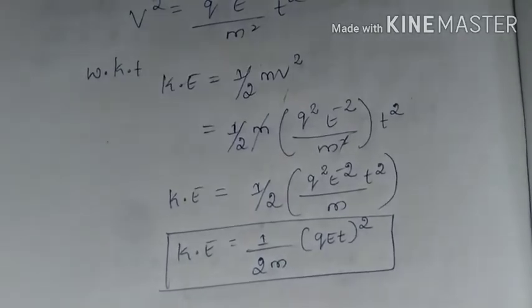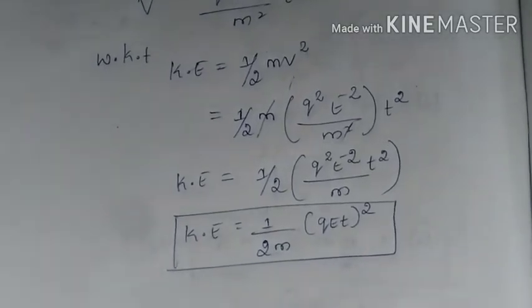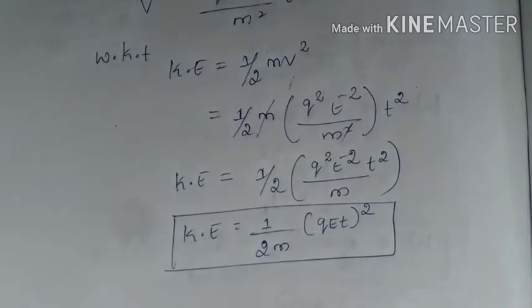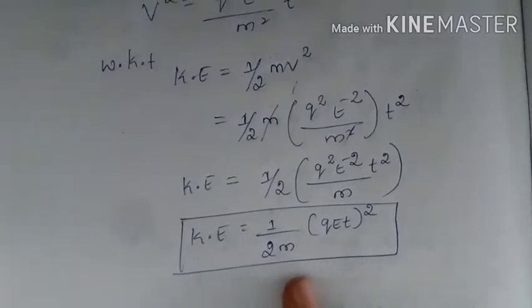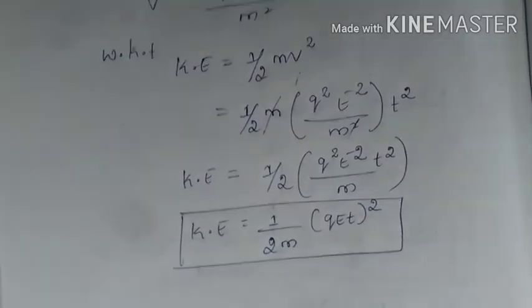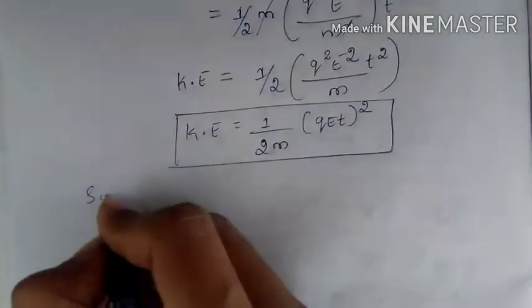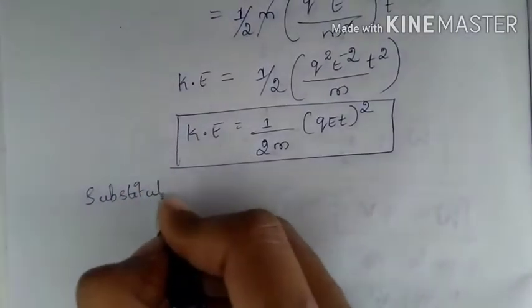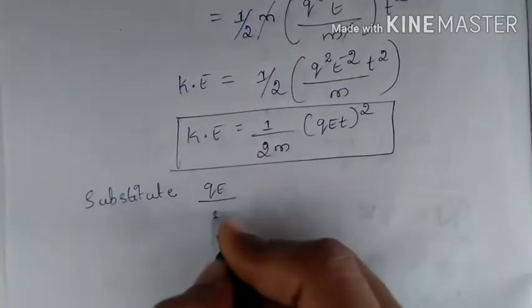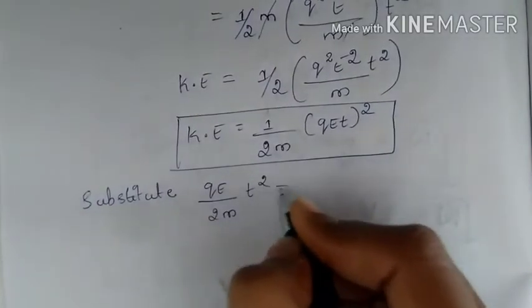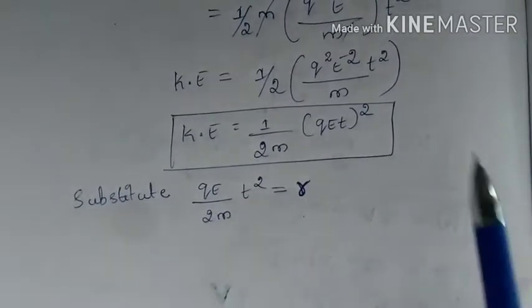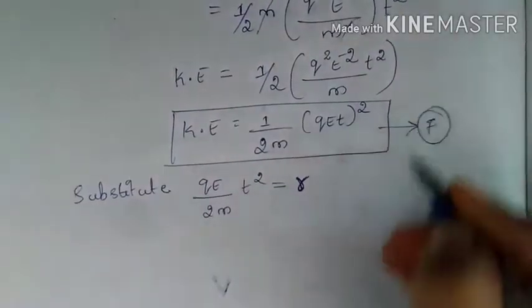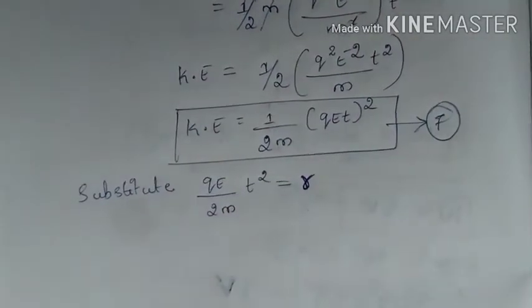So this is the kinetic energy of the particle when it is kept in the uniform electric field. Now if I substitute QE by 2mT square as R, then we get kinetic energy is equal to QER. So you have to substitute this in the 7th equation.